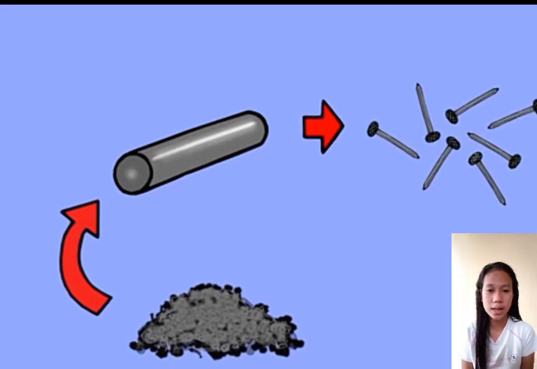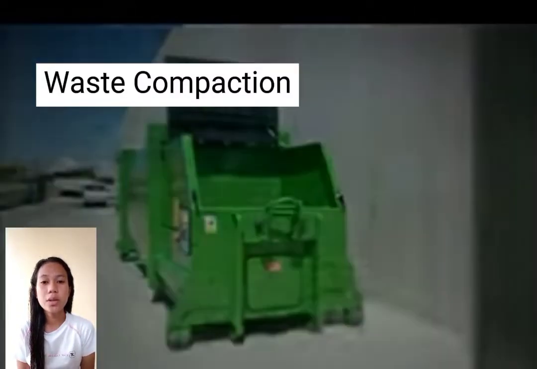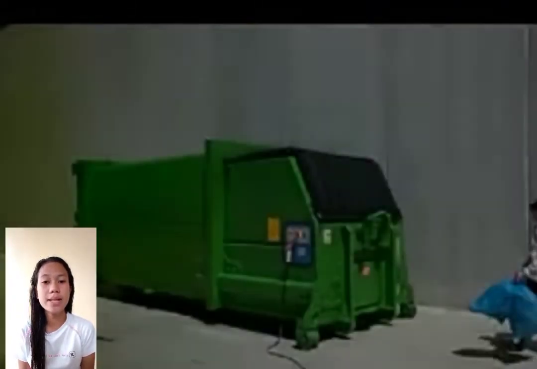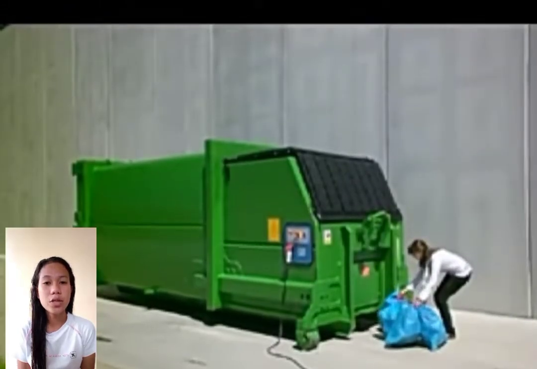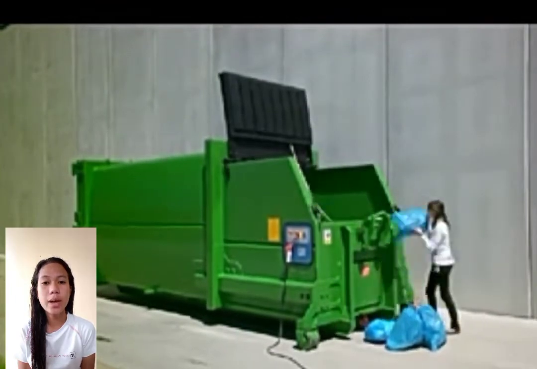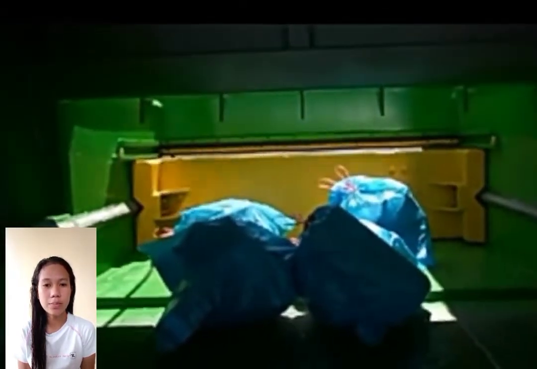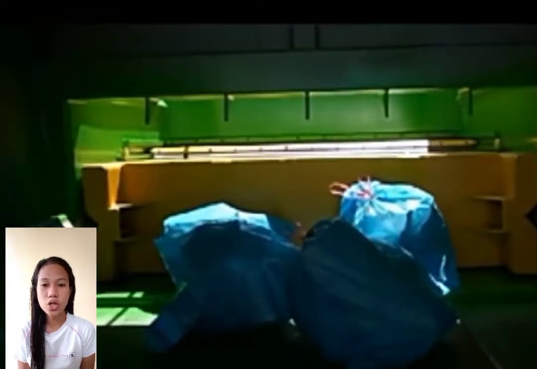Third is waste compaction. The waste materials such as cans and plastic bottles are compacted into blocks and sent for recycling. This process prevents the oxidation of metals and reduces space needed, thus making transportation and positioning easy.